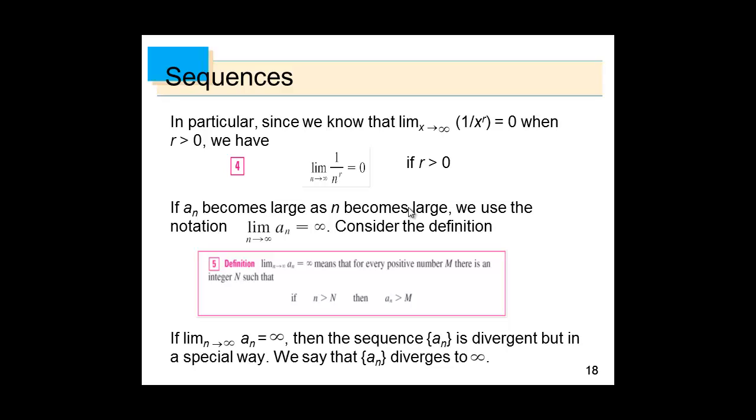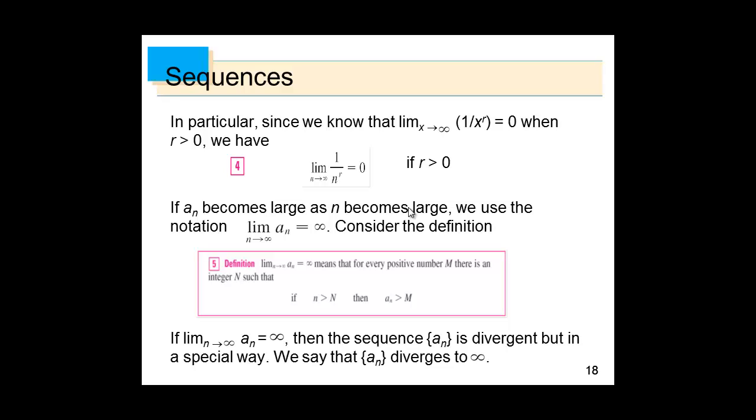So the sequence 1 over n to the r is what? It's 1 over 1, 1 over 2 to the r, 1 over 3 to the r, 1 over 4 to the r, and so on, right? You guys are okay with that? That's the sequence that we have right here. Of course, r has to be positive, right? If r is negative, it doesn't work anymore.